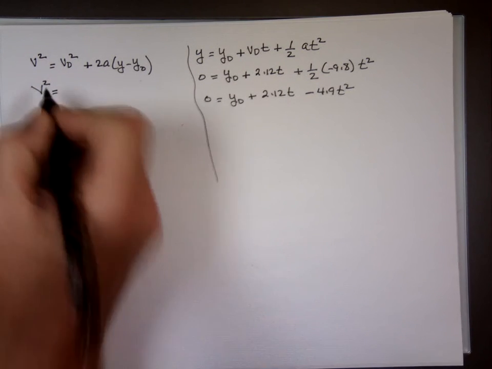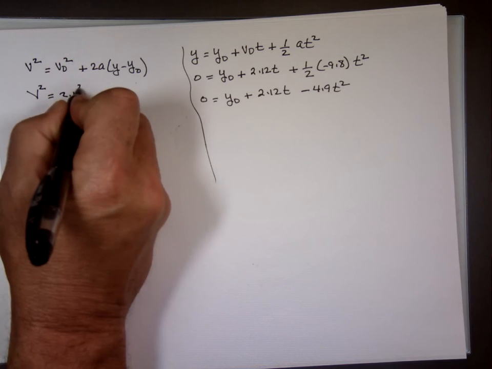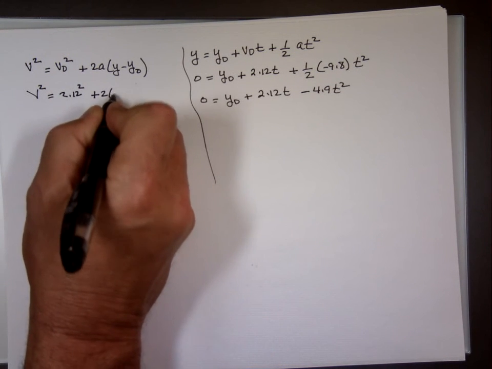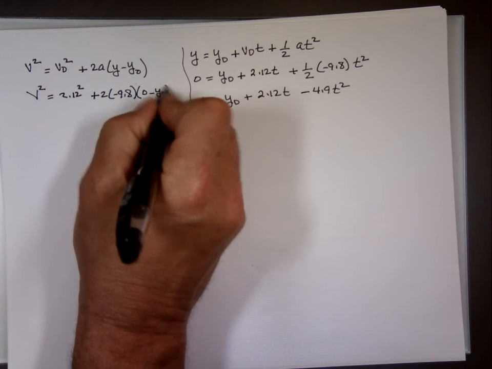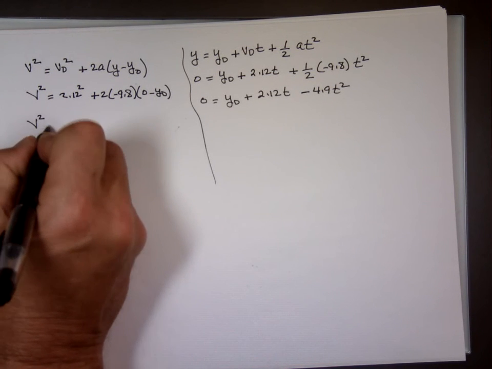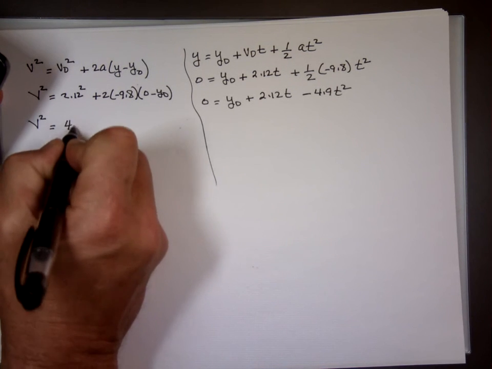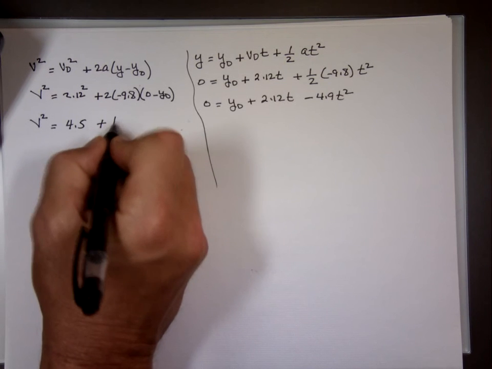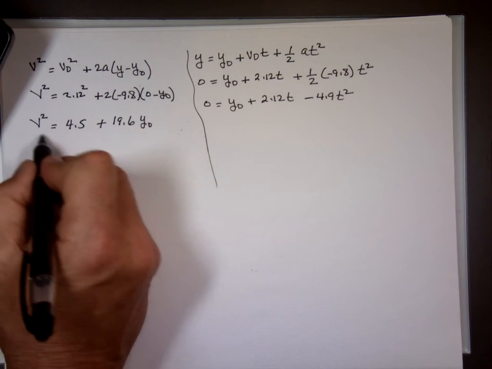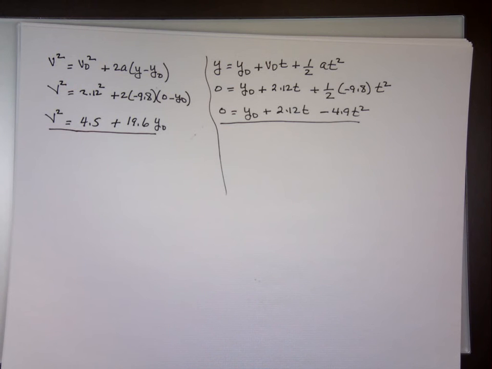What's V0 here? 2.12 plus 2 times negative 9.8 times y, which is 0, minus y sub 0. I got to try everything to see if it can be done with the information I gave you. 4.5. This will be a plus 2 times 9.8. That's 19.6. Notice that's another equation that has how many unknowns in it? 2. The problem with that, it's not the same unknowns even. If they were the same unknowns, I can use substitution, but that doesn't do me any good.